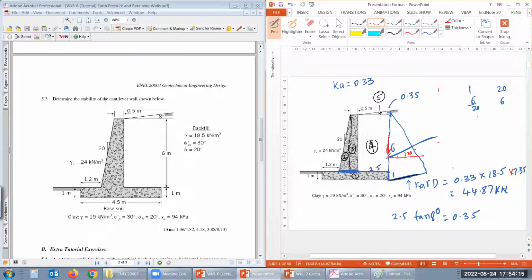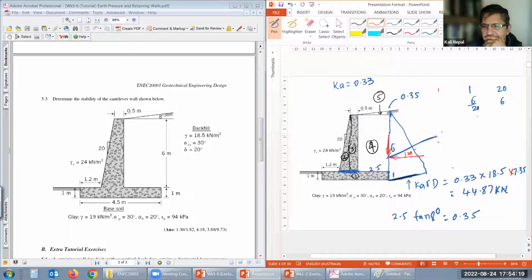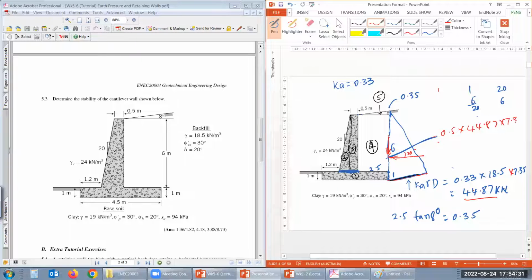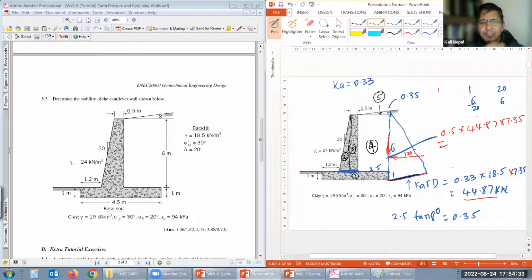All right. Sir, it's 44.87 times cos 20 degrees, yeah? Is that right? No, because this is just the pressure at the bottom. You haven't calculated the area. You need to do first 0.5 times 44.87 times the height. The height of the wall is what? 7.35. Okay. So calculate the force, the total force.